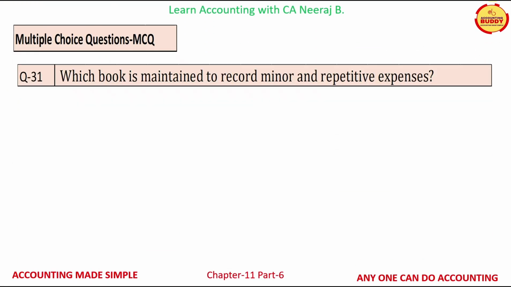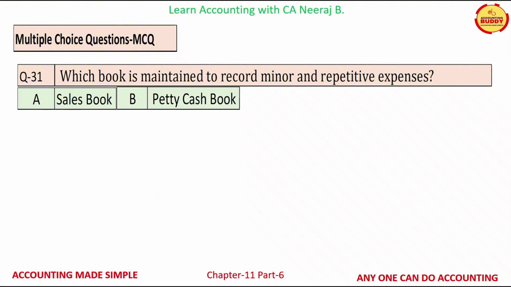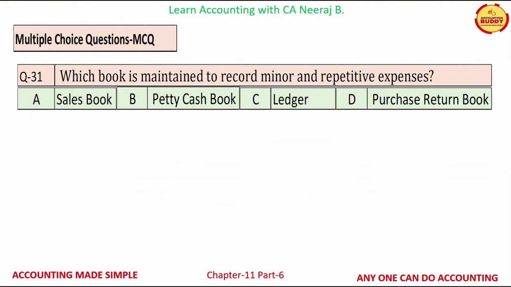Question number 31 is which book is maintained to record minor and repetitive expenses? And the available options are option A, sales book, option B, petty cash book, option C, ledger, and option D, purchase return book. And the correct option is option B, petty cash book.